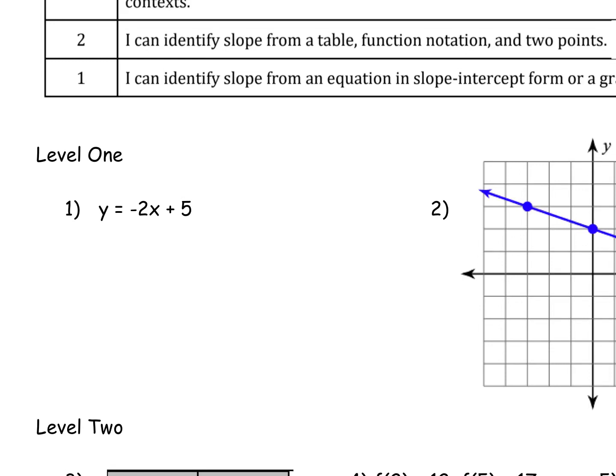Find the slope. So for number 1, the slope is just that number right there in front of the x, your rate of change. So it's just -2.